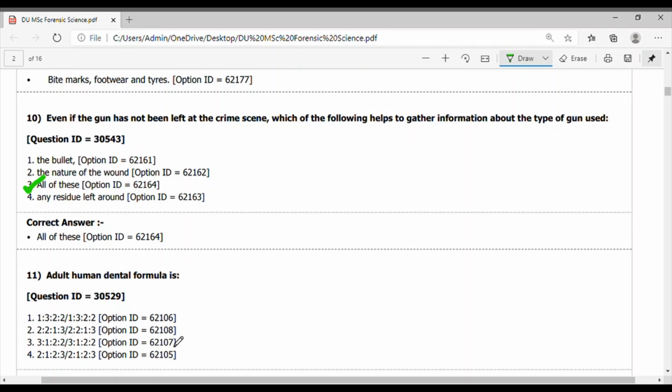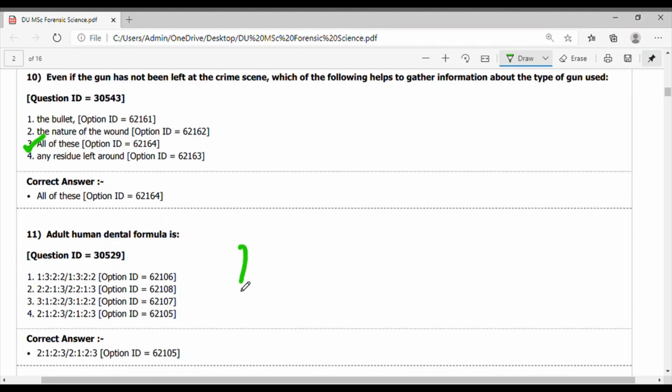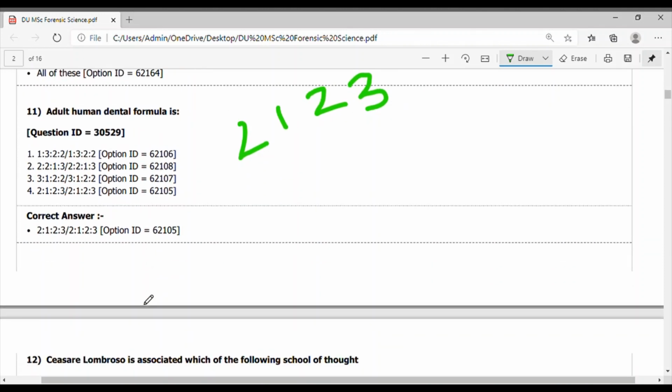Then another question, 11th question. In the adult human dental formula, is it 2:1:2:3? We have learned this from 11th class also, and this is very familiar to biology students. Easily they can get the answer. The option here that is correct is the answer fourth.